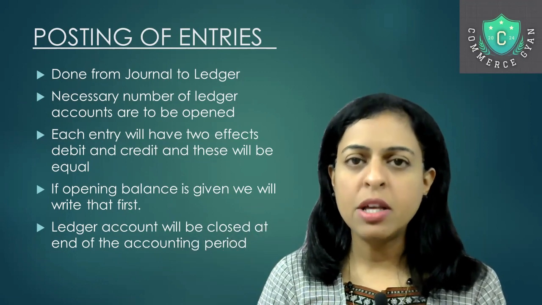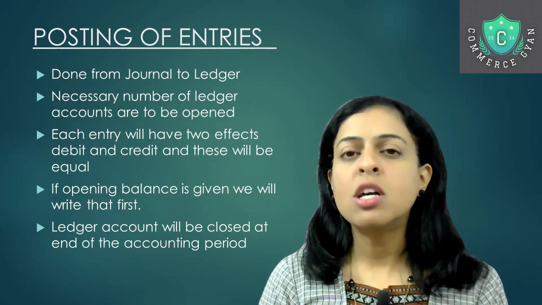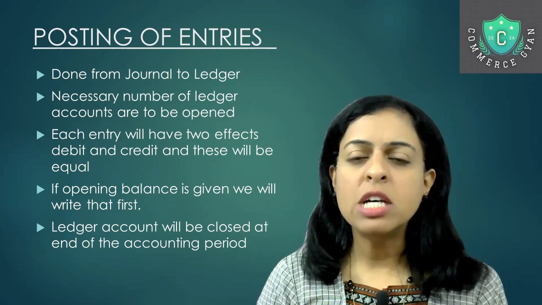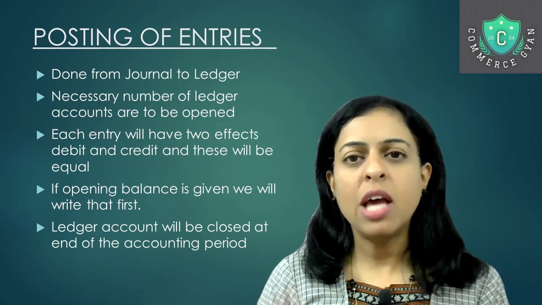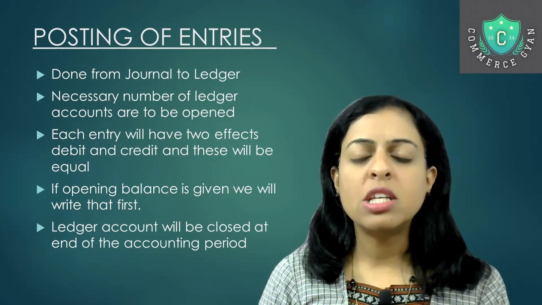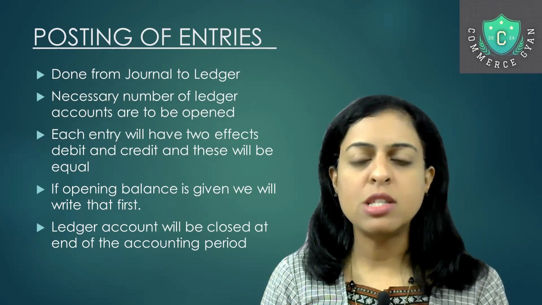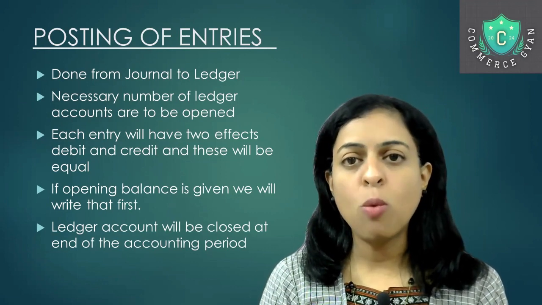Every single debit will have an equal amount of credit, right? So every debit part of a transaction will also have a credit part. One ledger account will have a debit and another ledger account will have a credit. Got it? So this is what we say: each entry will have two effects, debit and credit, and these will be equal.